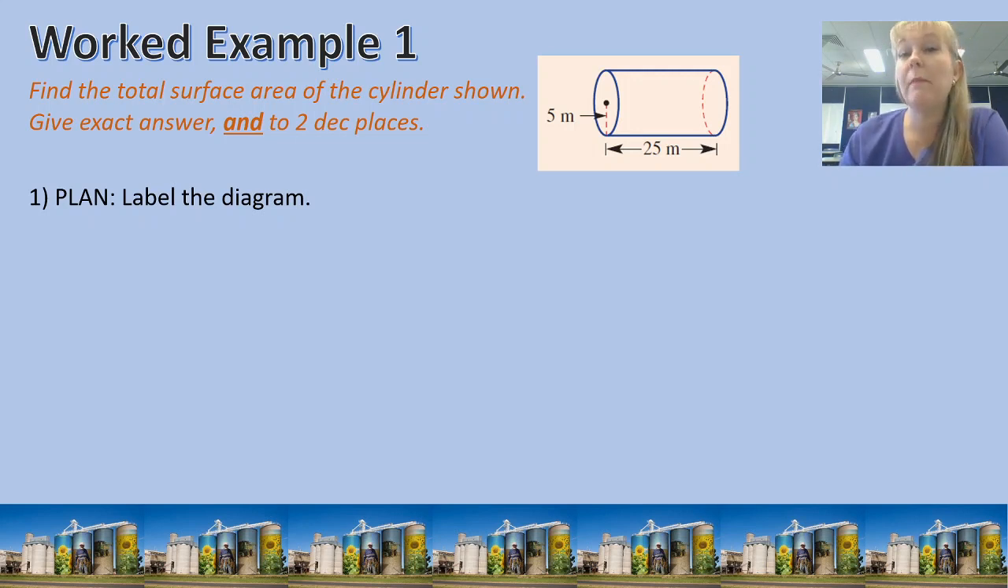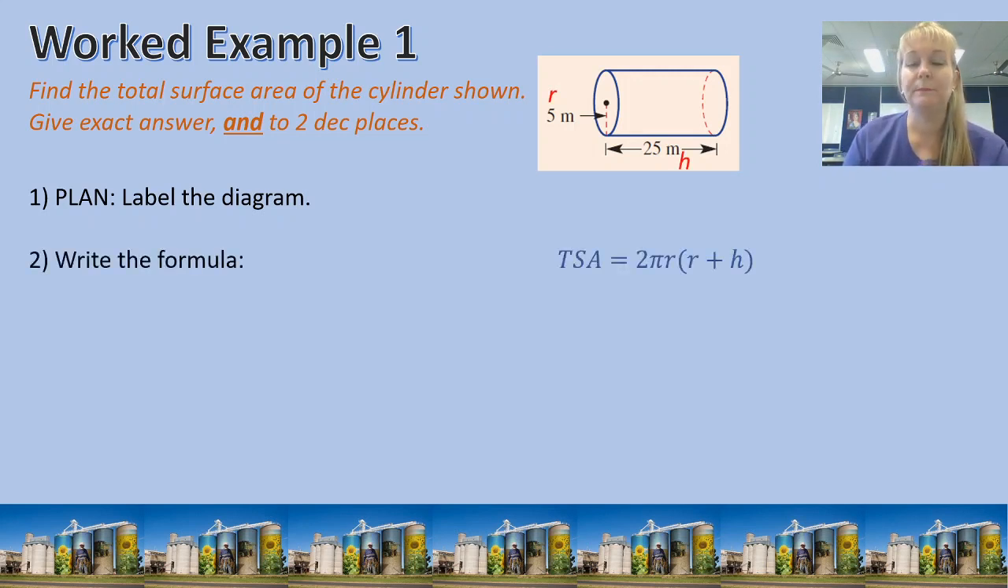For example, a diameter that might need to be converted to a radius, or if I've got 2 units of measurement, maybe centimeters and meters, and I might need to convert to one kind. So looking at this, I can see that they're both in meters and that I'm given the radius. That's wonderful. Part of my planning process now is to label the diagram with r the radius and h the height. This will make it very simple for me to substitute into the formula.